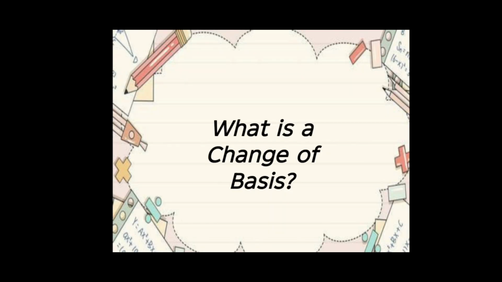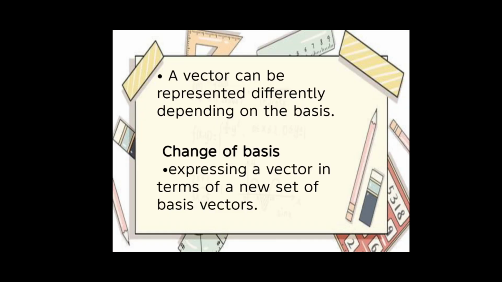Next is, what is a change of bases? A vector can be represented differently depending on the bases. So, change of bases is expressing a vector in terms of a new set of basis vectors. So, when we say change of bases, it is the same vector you are describing, but using a different set of directions.